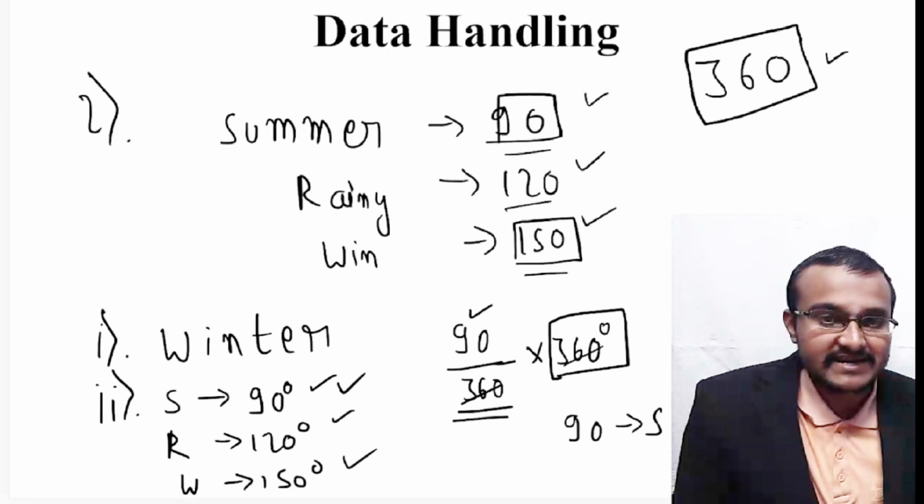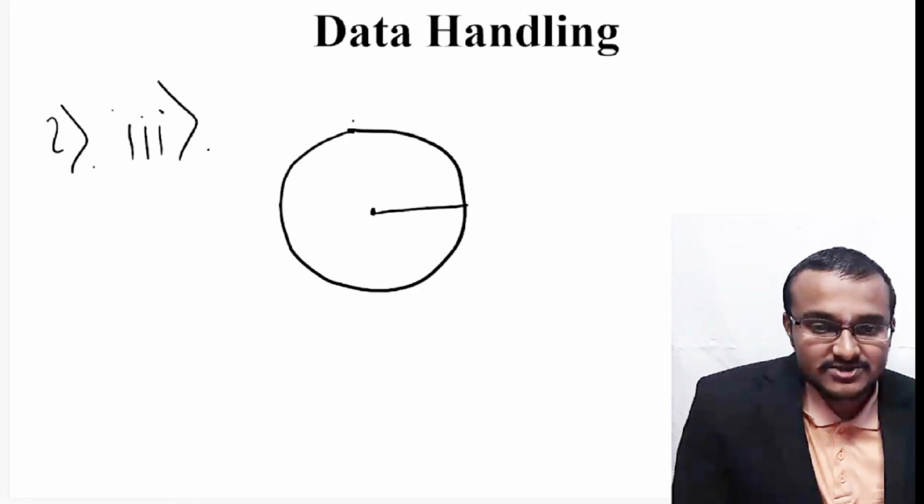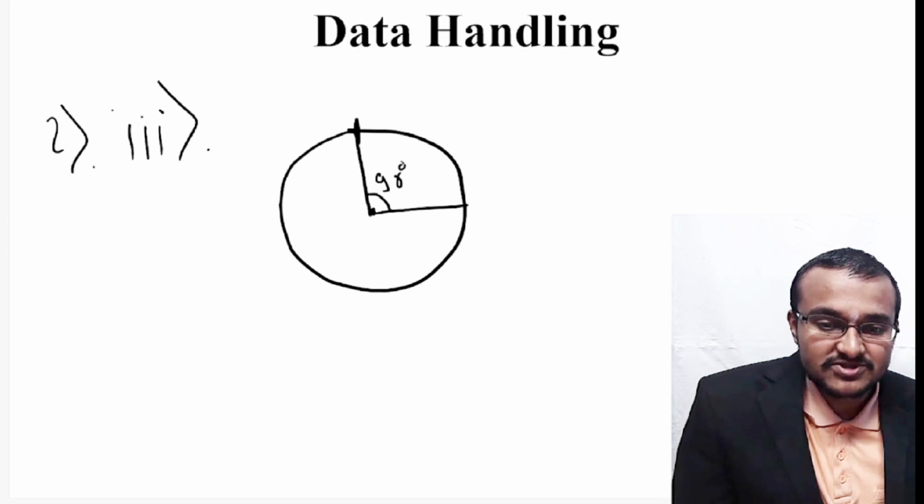So for summer you have 90 degrees. So calculate 90 degrees. 90 degrees will be somewhere here. So draw a straight line from this 90 degree point to the center point. So this is actually 90 degrees, which represents summer.